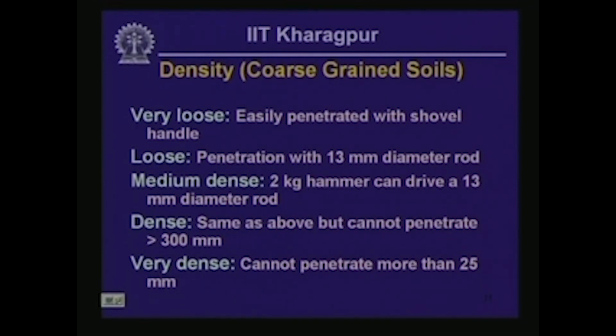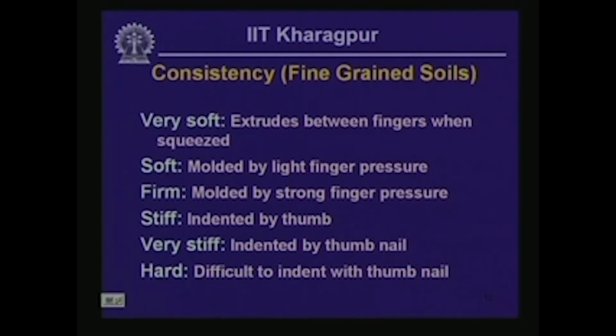Now, if you need to use a 2 kg hammer to drive that 13 millimeter diameter steel rod, then you can say that the deposit is medium dense, and if it is dense, then even after hammering the rod, you would not be able to penetrate a depth of more than say 300 millimeter. If the deposit is very dense, then the penetration is less than about 25 millimeter of the 13 millimeter diameter steel rod. Second thing is consistency.